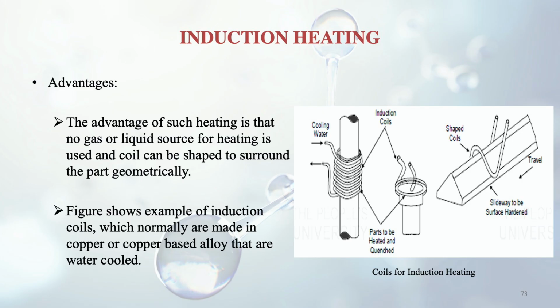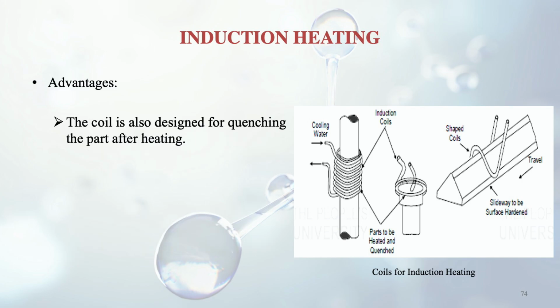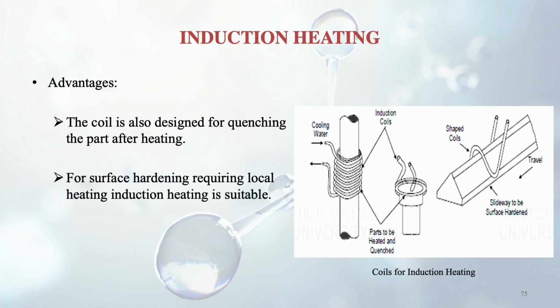So here is a figure of this induction heating. The coils are there, you can see in this figure, and these coils normally are made of copper or copper based alloy, and these are water cooled. The coil is also designed for quenching the part after heating, so it is designed in such a way that the part can be easily quenched. For surface hardening requiring local heating, induction heating is suitable. Suppose we want local heating, if we want to harden only a portion of a certain specimen, then induction heating is most suitable. Now we discuss the furnace atmospheres.